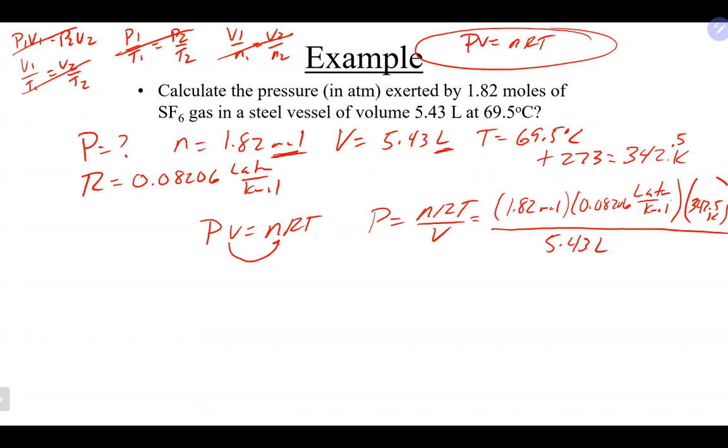In terms of units, the moles on the bottom and top cancel, liters on top and bottom cancel, and my Kelvin cancel. That leaves me just atmospheres left over from the gas constant, which is good since it is a pressure we're looking for. 1.82 times 0.08206 times 342.5 divided by 5.43 is going to give us 9.42 as our pressure here in atmospheres.